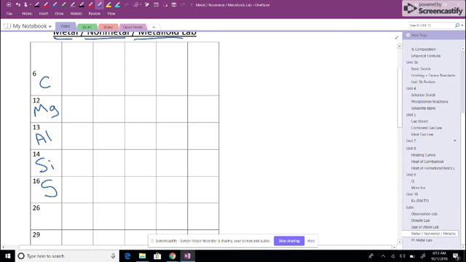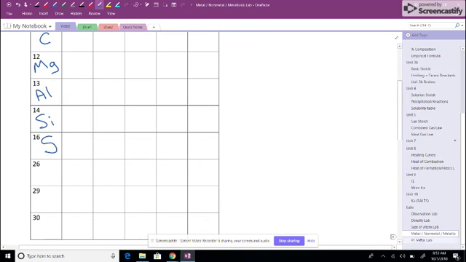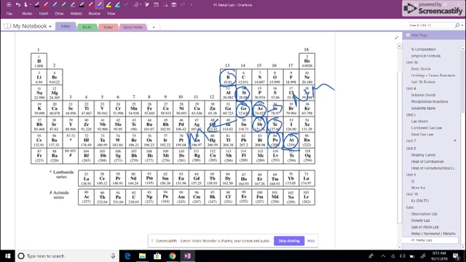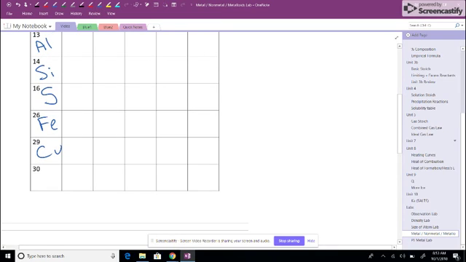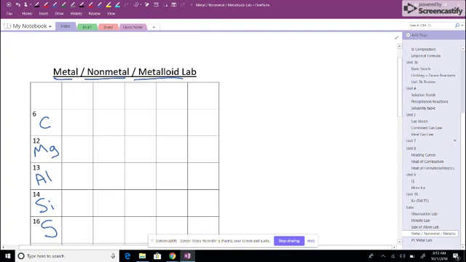Elements 26, 29, and 30 are then 3 transition metals on the periodic table. So we have iron, copper, and zinc. I think in the lab we actually used tin, but we'll just say it's copper for now. And then element 30 is zinc. So now what we want to do is to try and determine some of the properties of these elements.